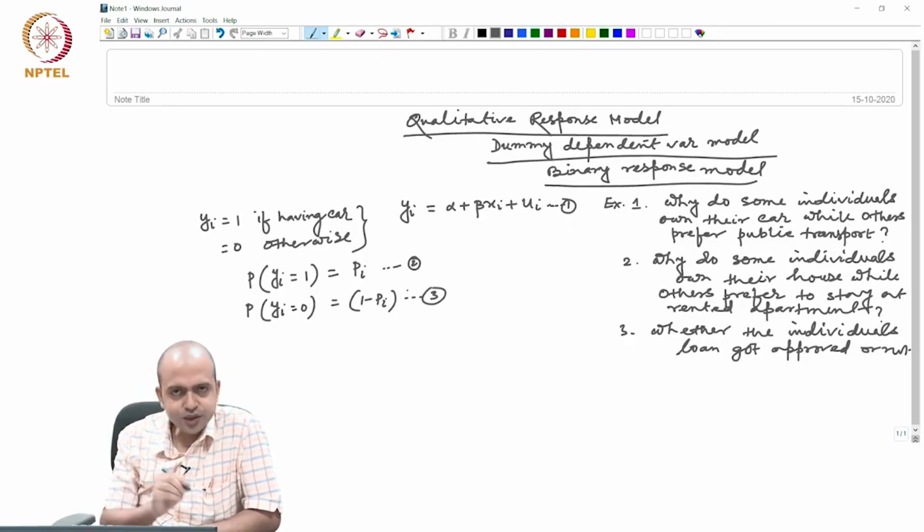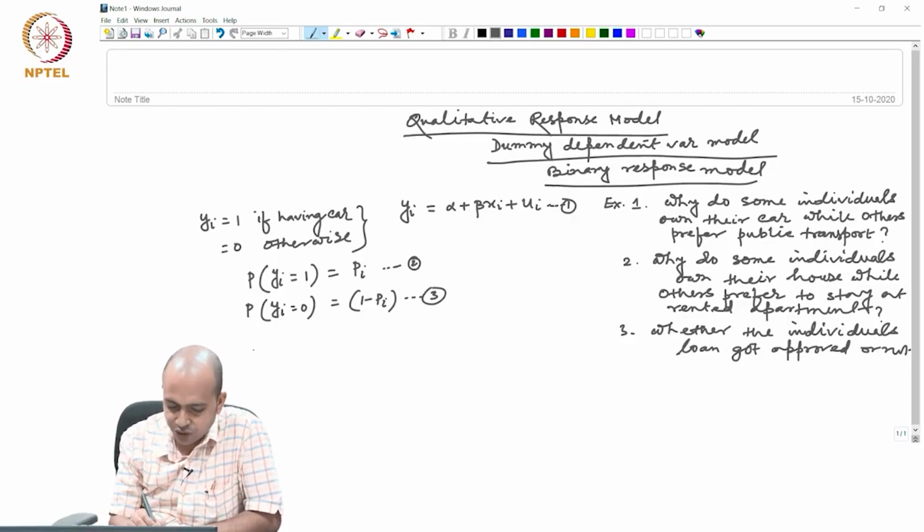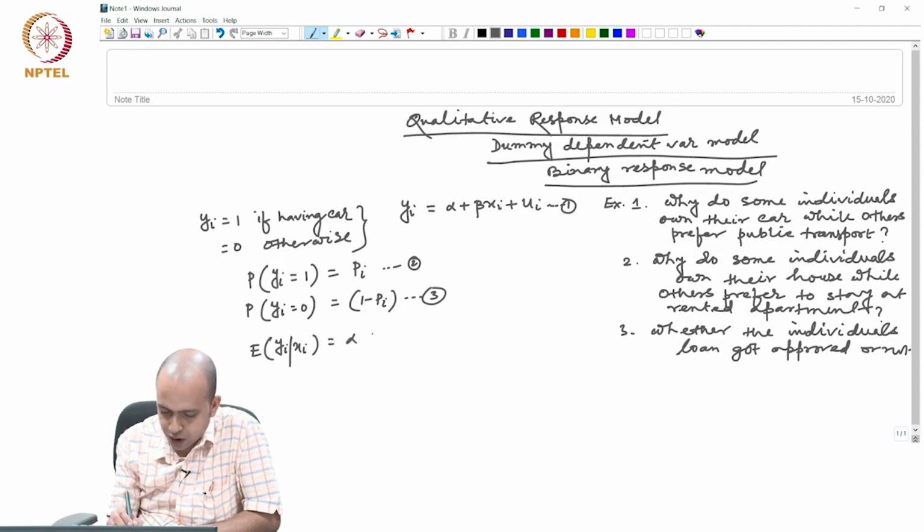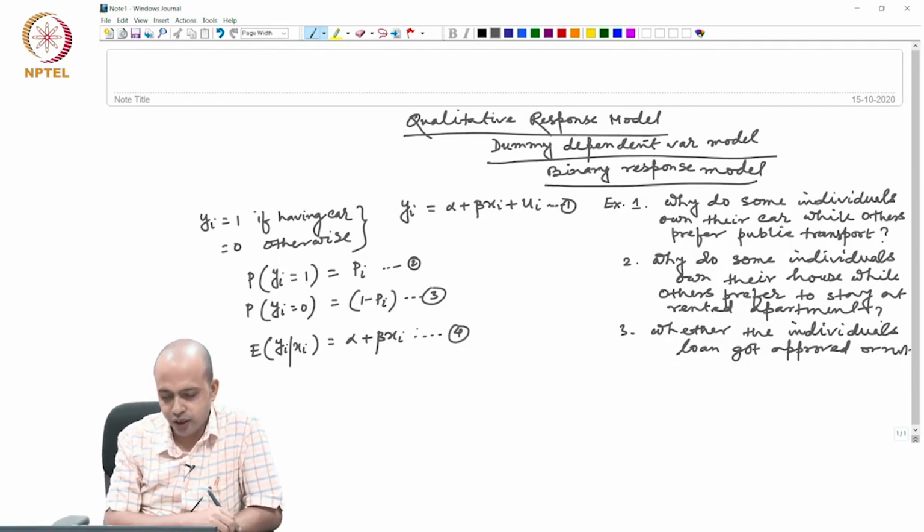Now, if I take expectation of equation 1, then what I can write, expectation of yi given xi equals alpha plus beta xi. Let us say that is equation 4.